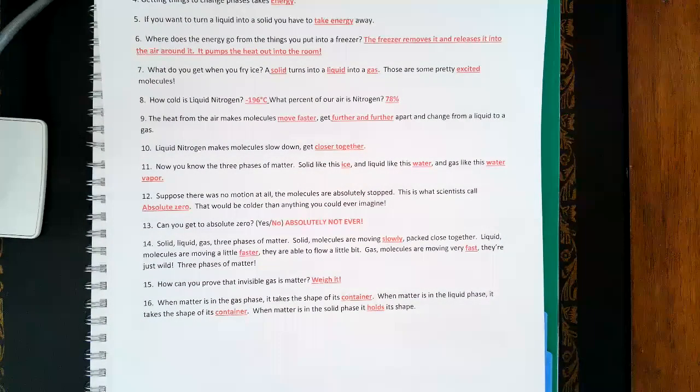Liquids are moving a little bit faster. They're a little bit more spread out, but they're not going to move super far. But gas, right? They're running around. They're crazy. They're bumping into each other. They're just wild.